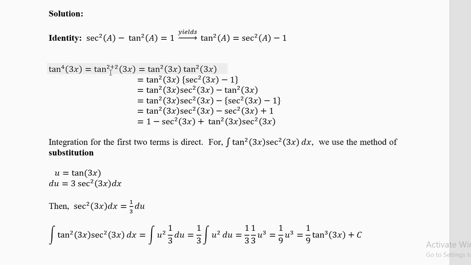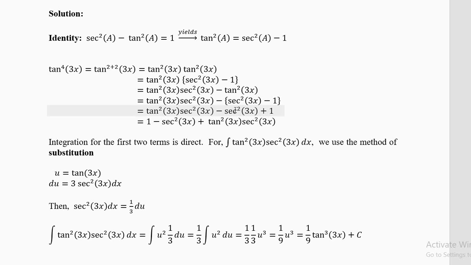Now tan power 4 is tan power 2 plus 2, which is tan square into tan square. The argument remains the same. Tan square 3x into secant square 3x minus 1. Now you open the bracket, you have tan square into secant square. What's the derivative of tangent? Derivative of tangent is secant square with the number. Now you have tan square secant square here, and here you have tan square alone. Minus tan square actually. So you will write it as minus bracket secant square minus 1.